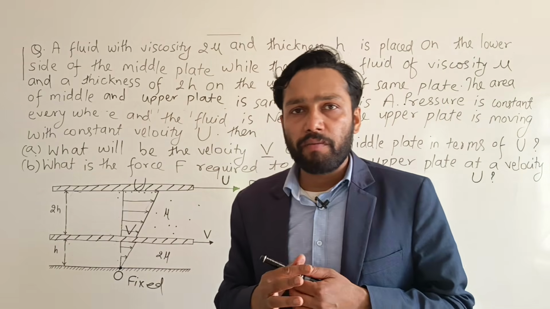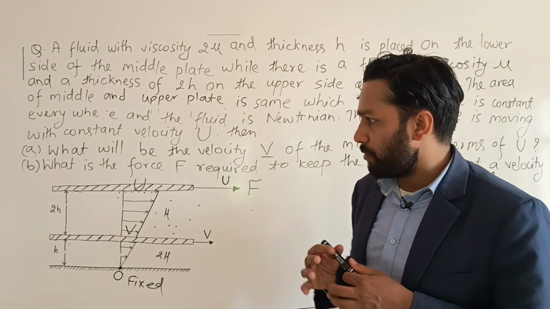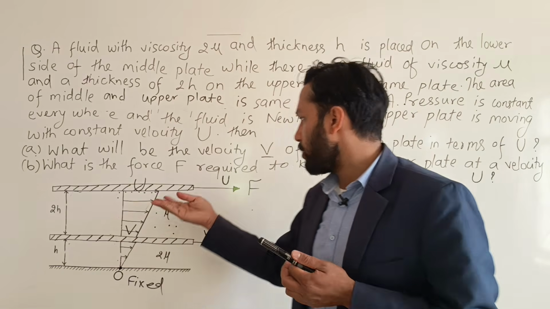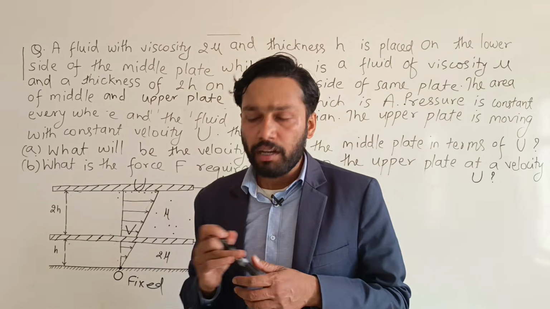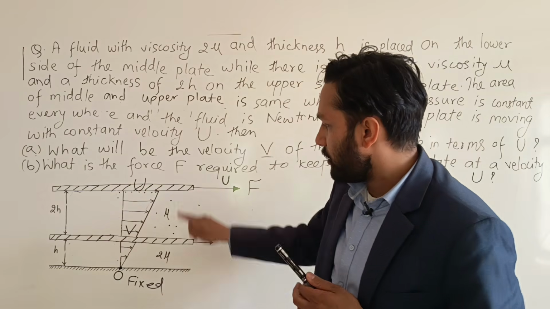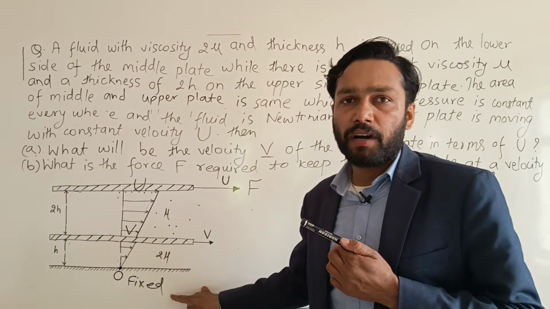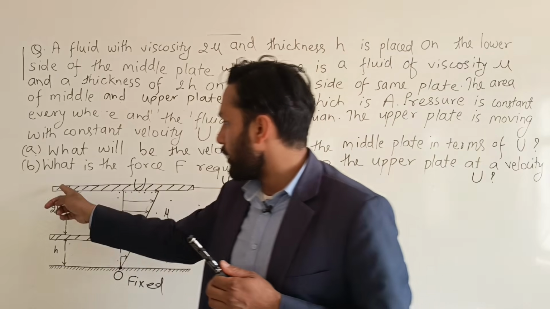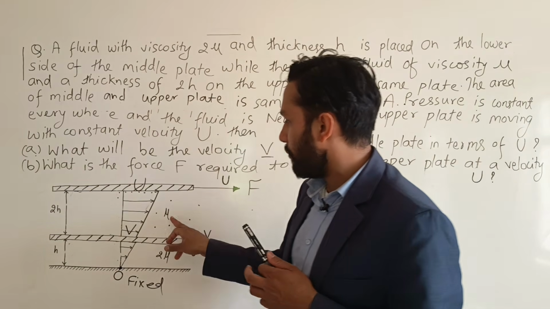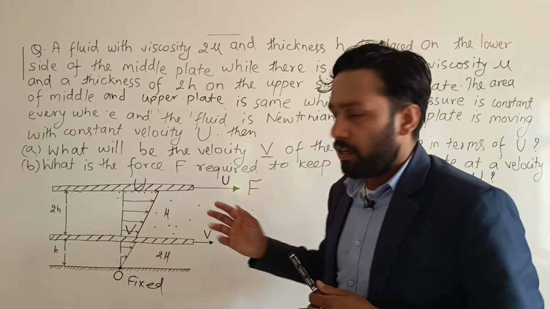To solve this kind of problem, you are supposed to understand the system of forces acting on the plate due to the motion of the plate and due to the viscosity of the liquid as well. This is the upper plate, this is the middle plate, and this is the fixed boundary. All the thicknesses are given here, h, and the viscosities of the liquids in between are given here, mu and here 2 mu.